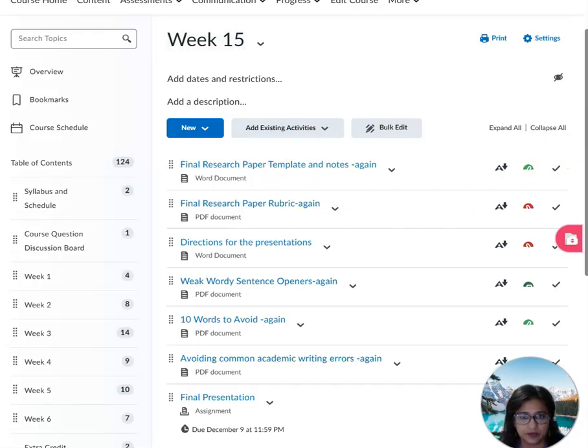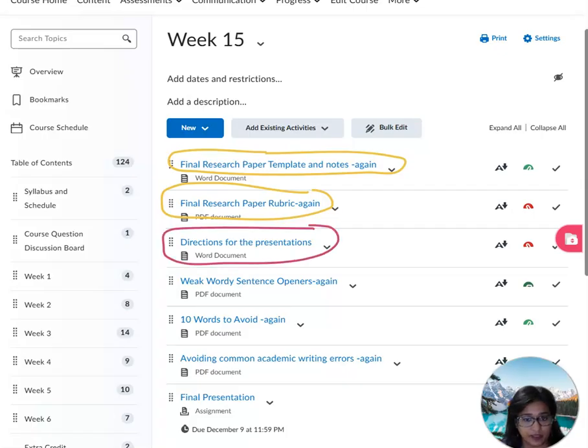The first thing you have is your final paper template. It is exactly the same one that was given to you before. The rubric is the same. I have already put it in again. And then you have your directions for the presentation right over here.